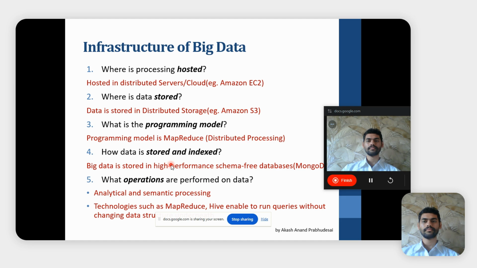Okay, so these are the cloud clusters for hosting and storing the data. Then we have distributed processing for programming. Then the storing and indexing is done in NoSQL or Mongo database, and operations are performed using MapReduce and Hadoop. All these kinds of tools were discussed.